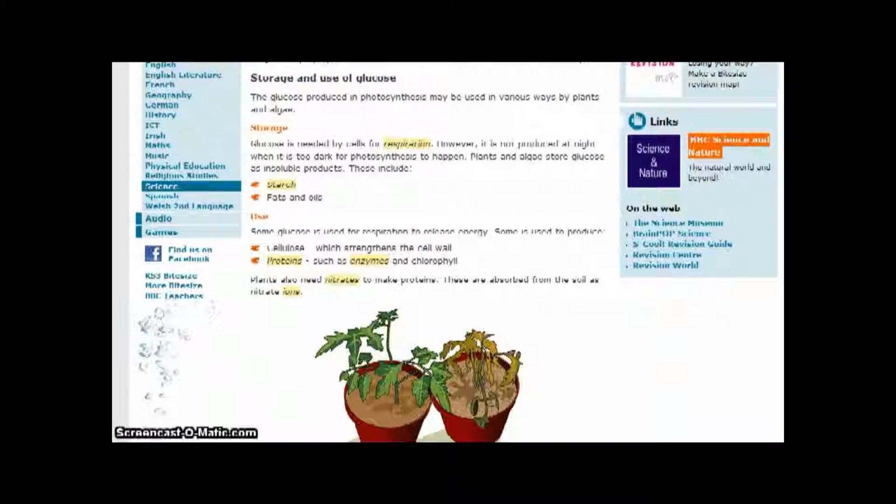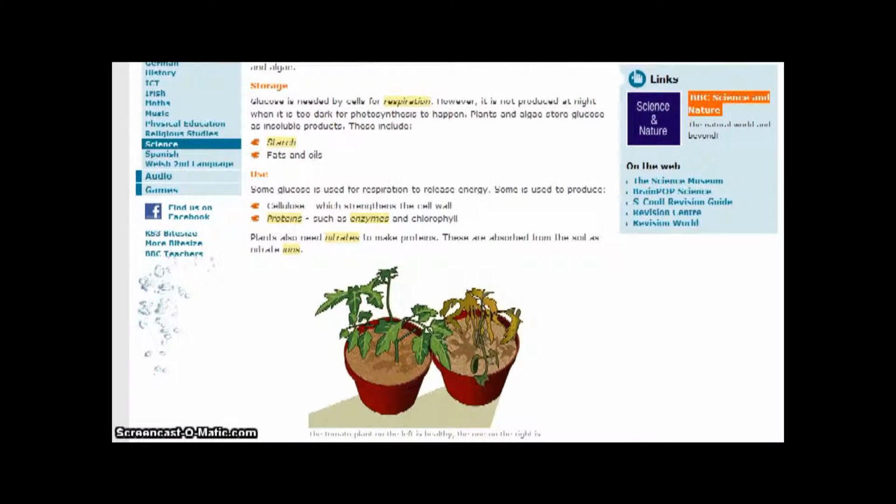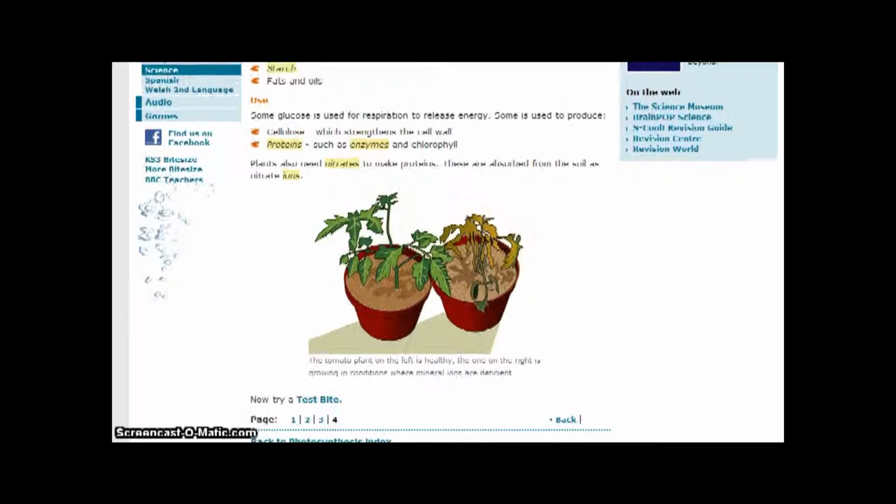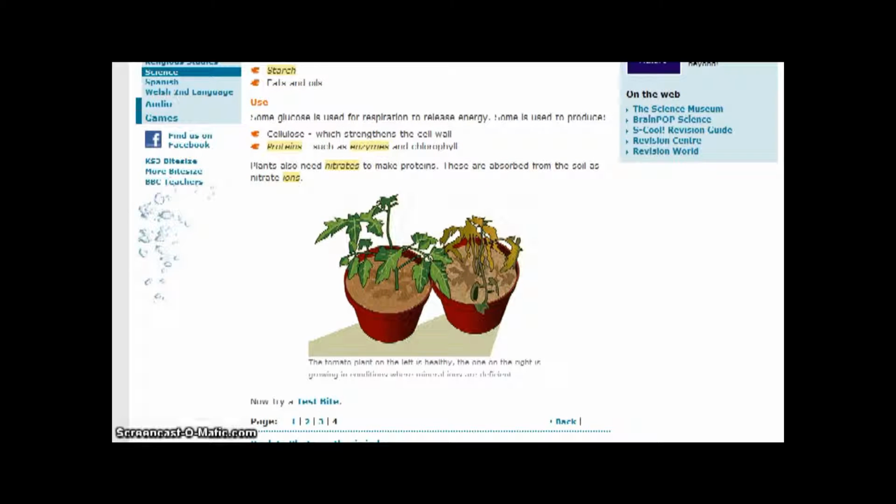Plants also need nitrates to make proteins. These are absorbed from the soil as nitrate ions.